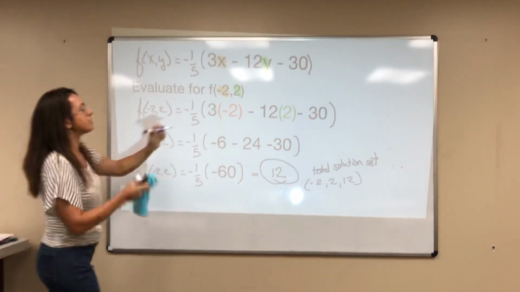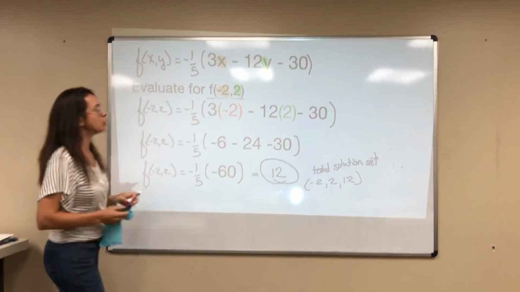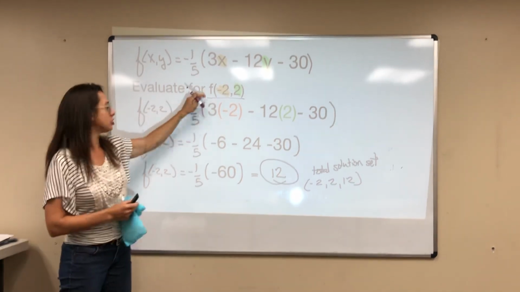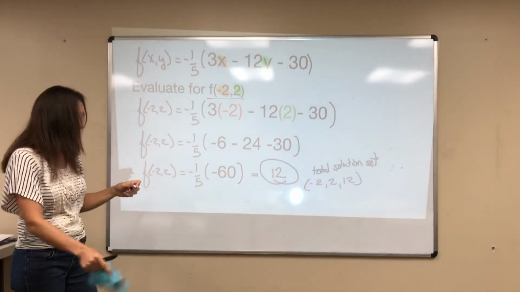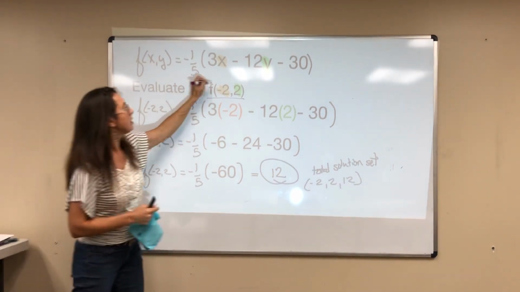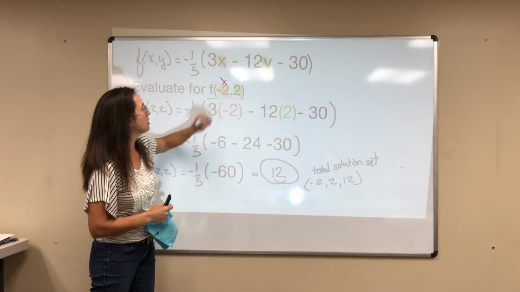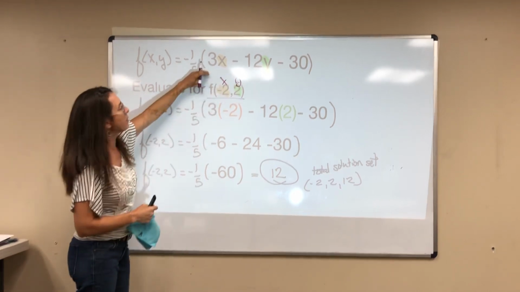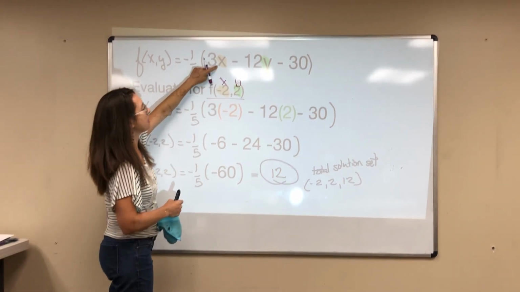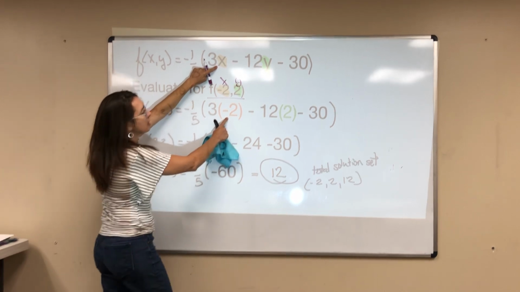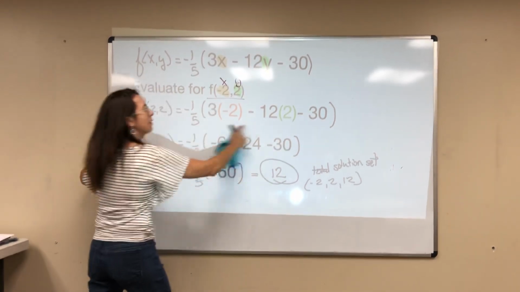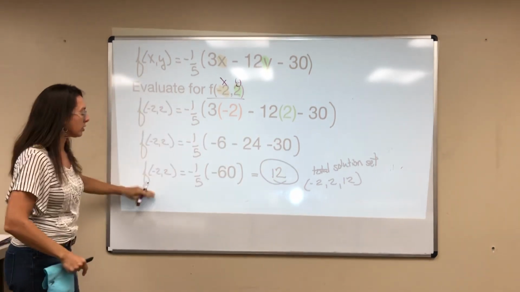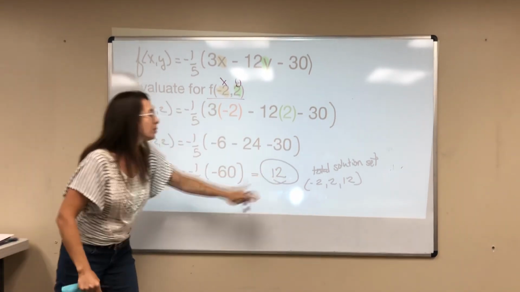So if we wanted to evaluate for negative 2, 2, what does this instruction tell us? What is negative 2? X, yeah. What is positive 2? Y. So everywhere in this equation that I see x, I'm going to replace it with negative 2, okay? Everywhere I see y, positive 2. So now I just plug it in, I work through it, and I get 12.